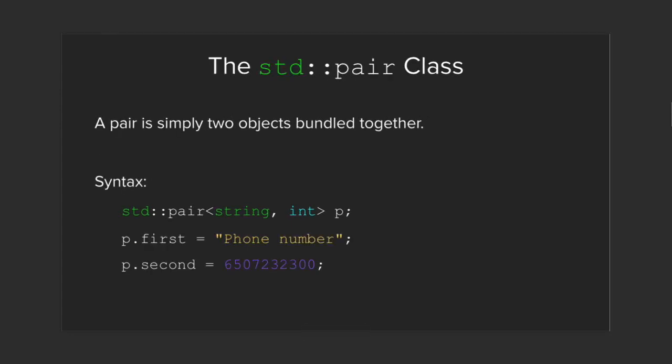A quick note about the pair class. A pair, if you guys have seen this, is just two objects bundled together.